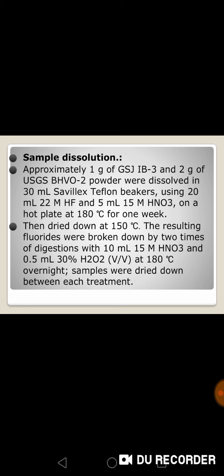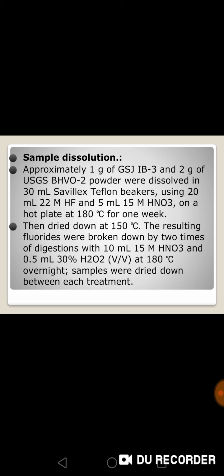powder were dissolved in a 30 ml Savillex Teflon beaker using 20 ml of 22 molar HF and 5 ml of 15 molar HNO3 on a hot plate at about 180 degrees centigrade for 1 week, and it really requires time. Then we have to dry it down at about 150 degrees centigrade.